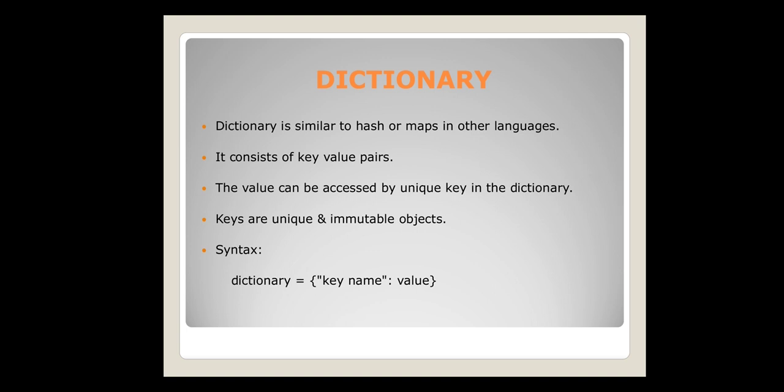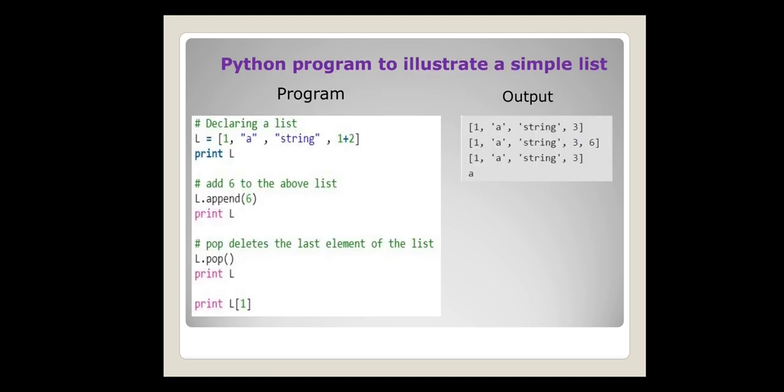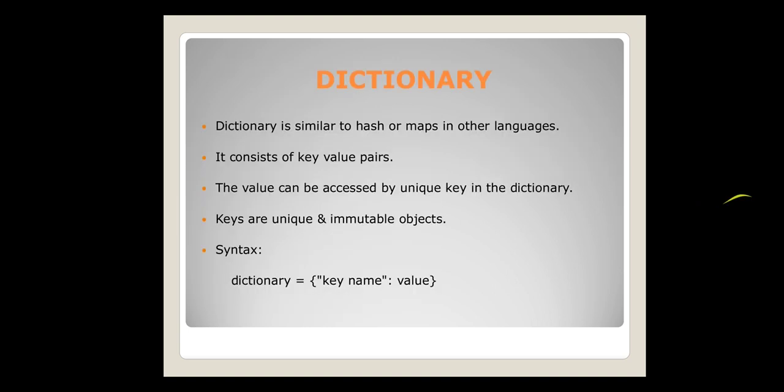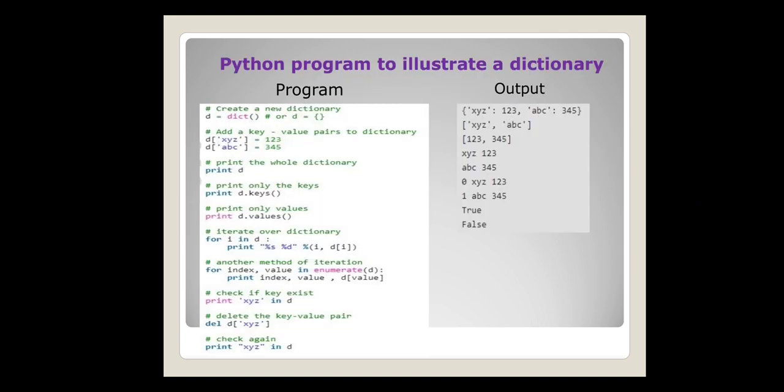So the basic syntax for a dictionary is key name colon value. To create a dictionary, we are using curly braces. So for creating a dictionary, we are just using the dictionary name and directly assigning curly braces.